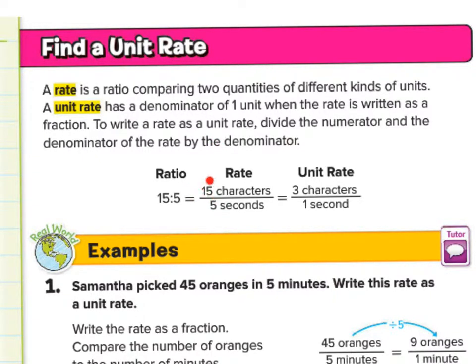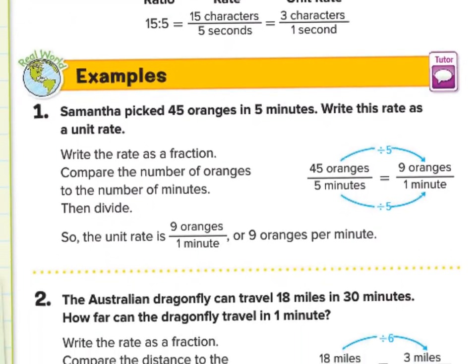See, 15 characters in 5 seconds. What we did was we took the top, 15 divided by 5 is 3. Do you see that? And then the 3 is just simply over 1 to explain that we have brought it down to the unit rate.